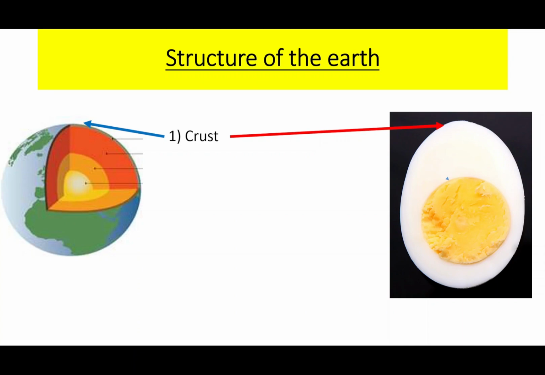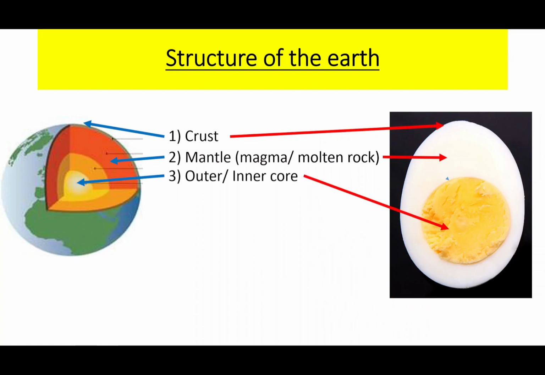So the first layer, the bit that we live on, which is the earth's crust, is the thinnest layer out of the 4 layers. Underneath the earth's crust, we have the mantle. That's where you have the hot magma, the molten rock. And then right in the center of the earth, we have the outer core as well as the inner core.